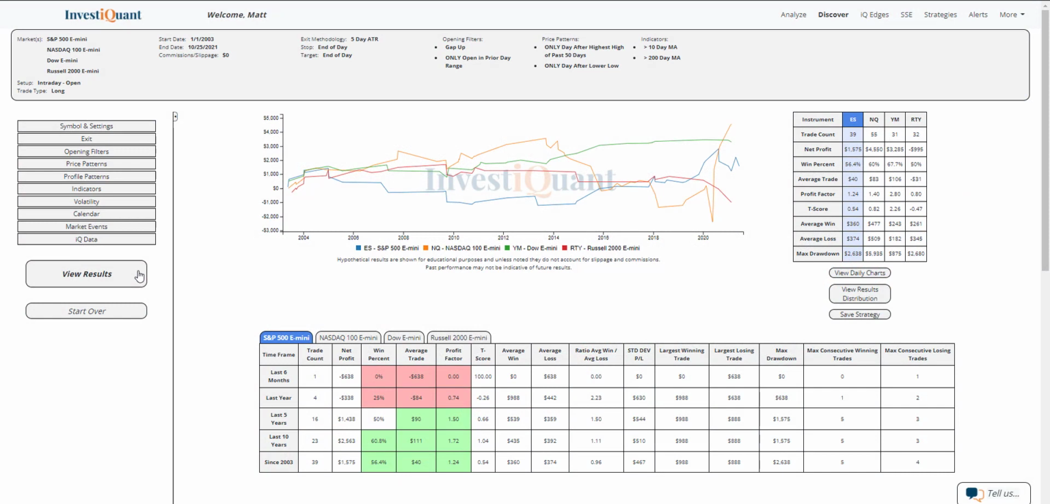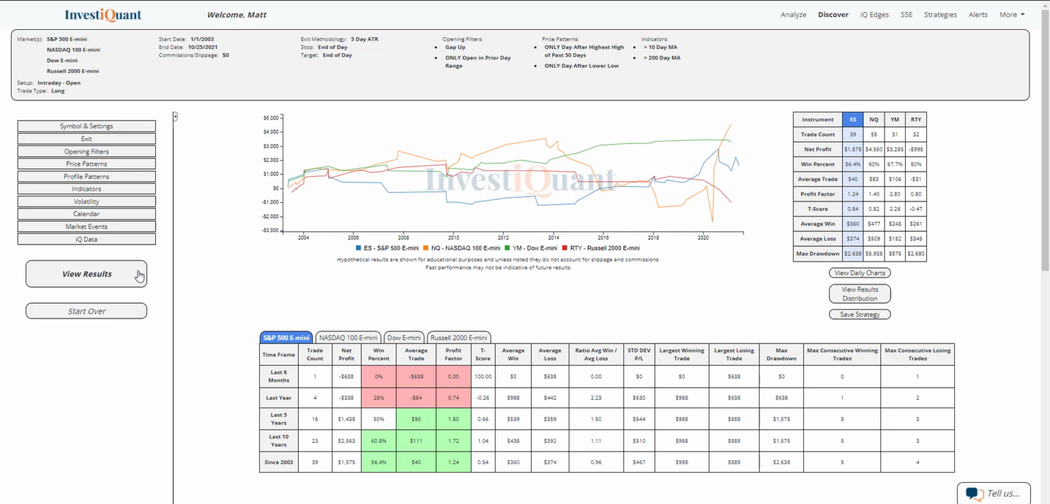All right, here we go. These are the results based upon entering the market long at the open of regular trading hours, exiting at 4:15 p.m. Eastern Time, when you gap up within the prior day range, and the prior day was an outside day that made a 50-day high in a bull market environment. So historically, we've got 39 samples in the S&P, 55 in the NASDAQ, 31 in the Dow, and 32 in the Russell.